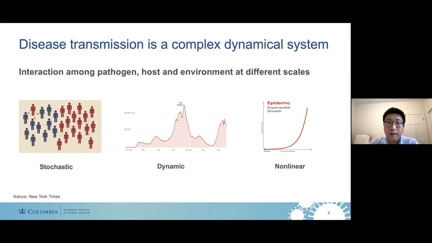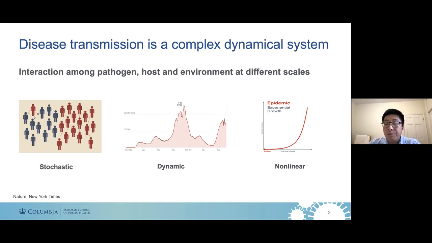First, disease transmission is highly stochastic, particularly during the early phase of its establishment in human population. And this high stochasticity is usually manifested by individual heterogeneity and superspreading events. Also, disease transmission is dynamic. The COVID-19 pandemic in the US has multiple waves driven by the interactions and the feedbacks between disease dynamics and also human behavior.